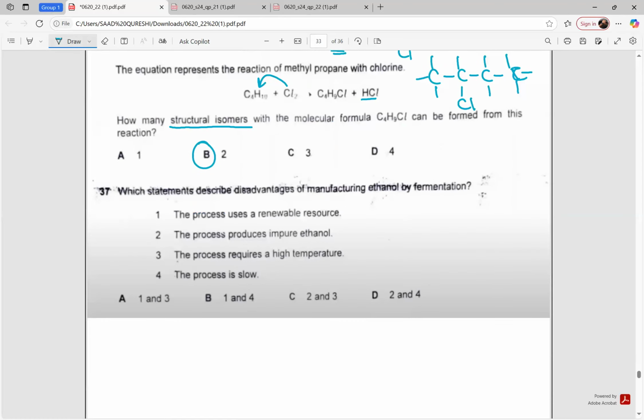Which statement describes advantages of manufacturing ethanol by fermentation? So fermentation, it uses a renewable resource, and the disadvantage. Okay, so they're asking about disadvantage. It produces impure ethanol and this process is slow. These are the 2 disadvantages. Renewable resource, it is the advantage of manufacturing ethanol by fermentation. And we don't use high temperature in fermentation. We use low temperature or normal room temperature for fermentation.